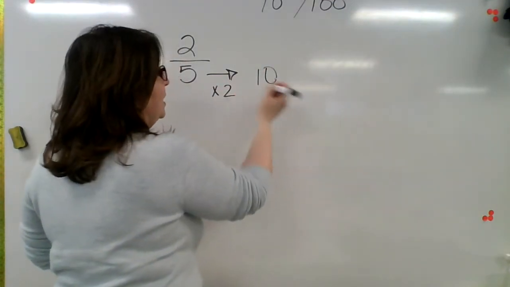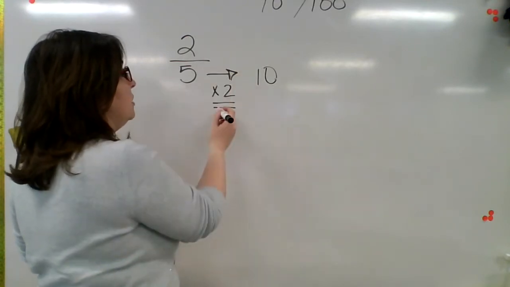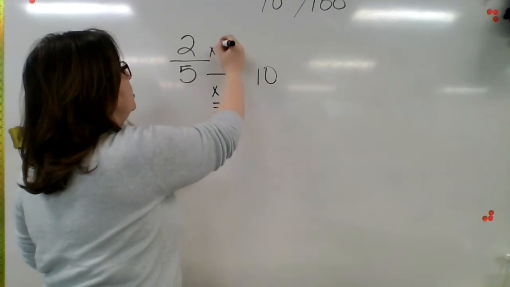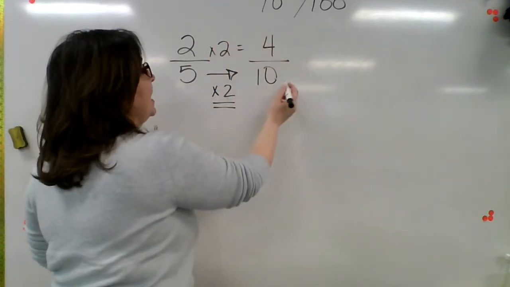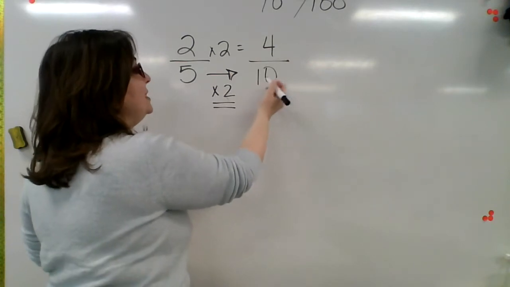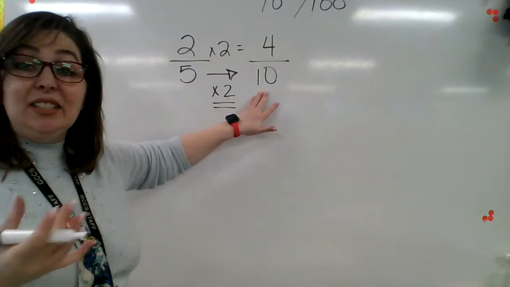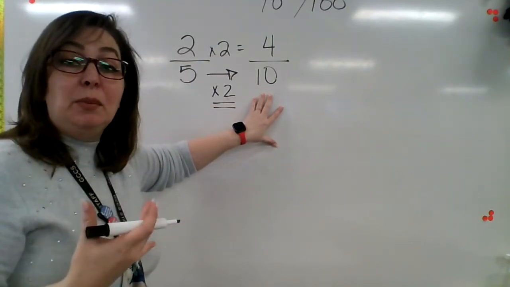is 10. Now remember, with fractions, whatever we do to the bottom, we have to do to the top as well. So 5 times 2 is 10. 2 times 2 is 4. So 4/10 is now my fraction with 10 as a denominator. So now I can easily change that into a decimal as long as I know my decimal place value.